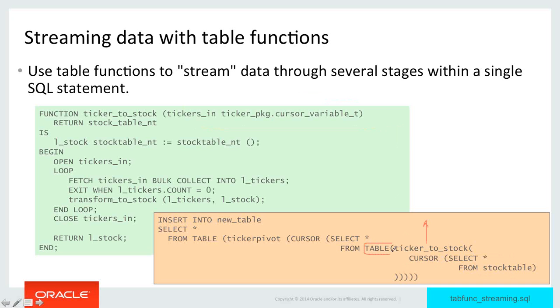The table operator takes that nested table, converts it into a relational table format. I'm going to select everything from that. I'm going to put it inside a cursor variable, pass it to another transformative function. It does whatever it's supposed to do. It passes back a nested table, convert it to a relational table format, and then insert it into a new table by selecting all those transformed rows. Wow.